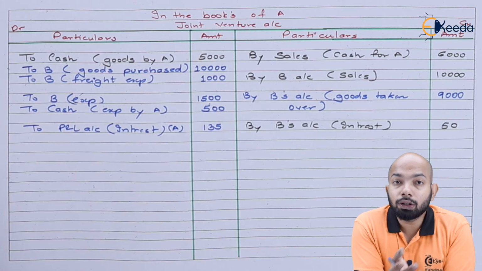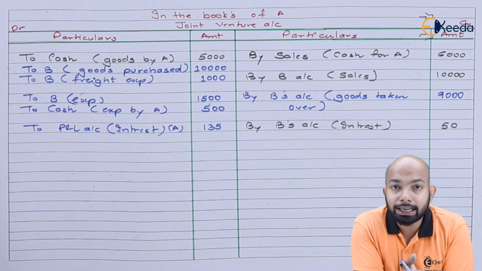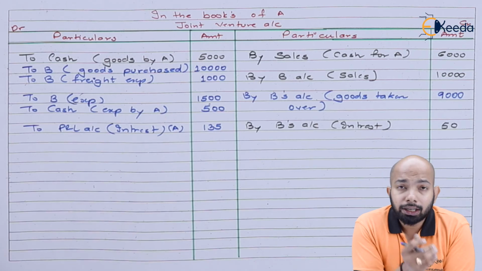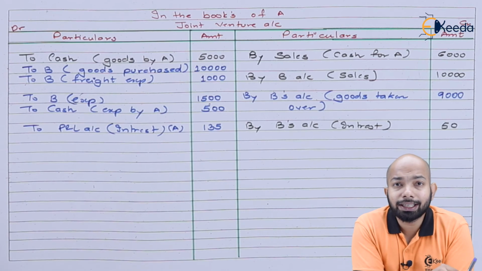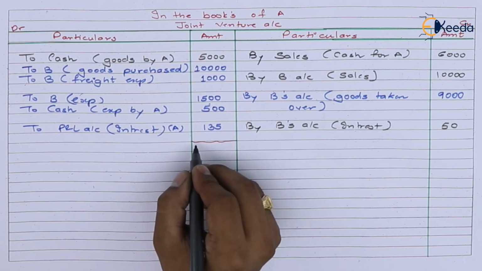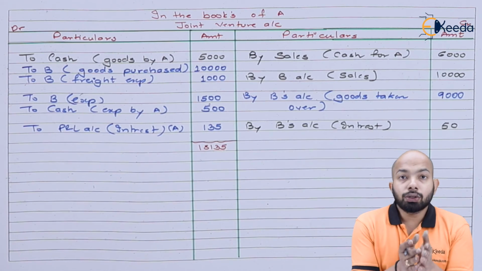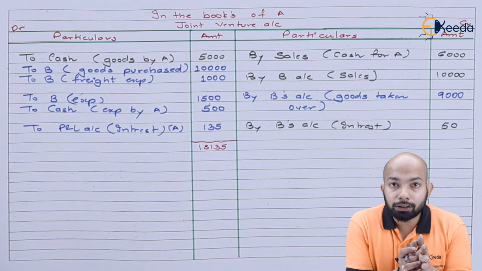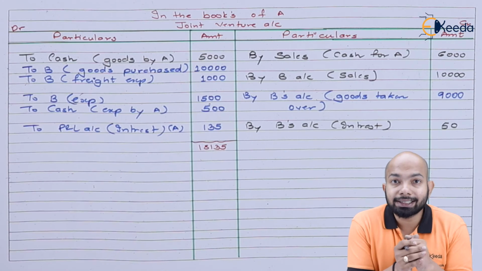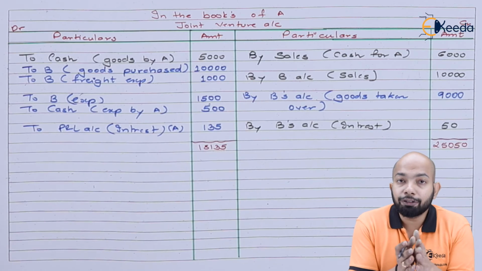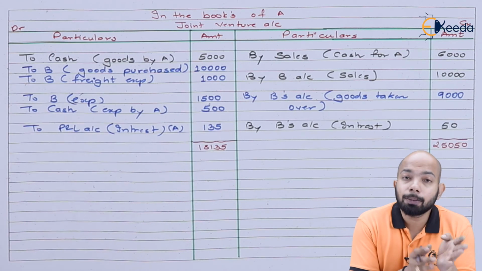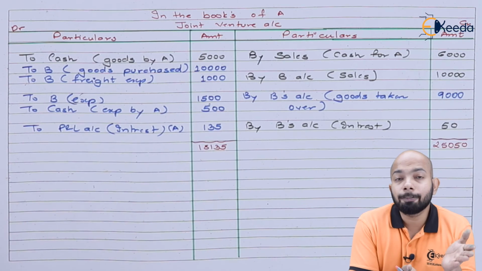So now that we're done with all the expenses, cash, sales, transactions, and interest, let's calculate the profit or loss. Let's figure out the interim balance of both the debit and credit side now. So the debit side total comes as 18,135. Let's figure out what we have on the credit side here. So the credit side total is 25,050. That means clearly there's a profit here, as the credit side is more as compared to the debit side.